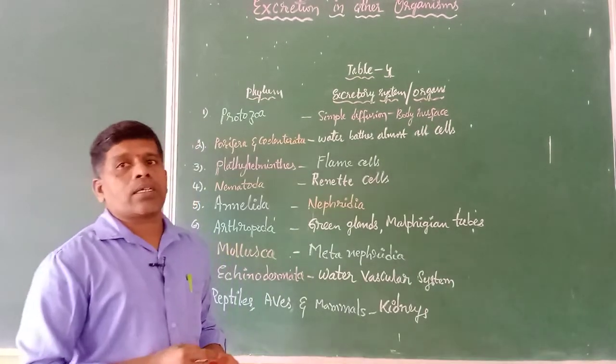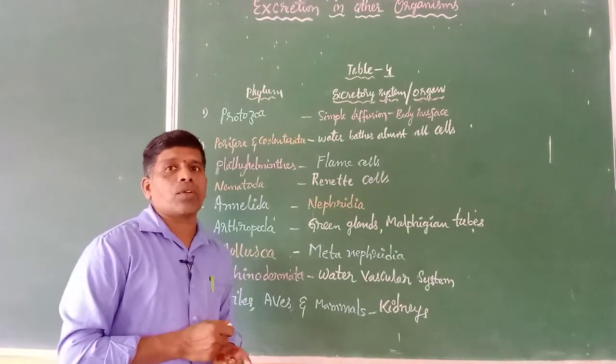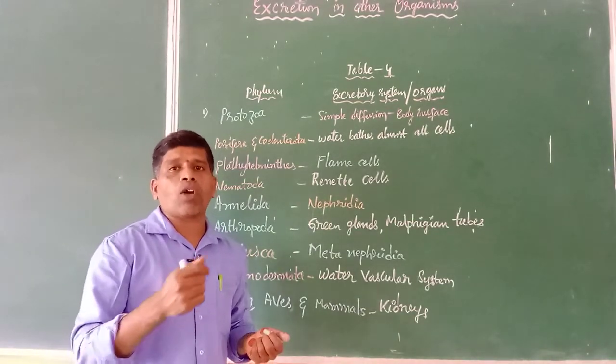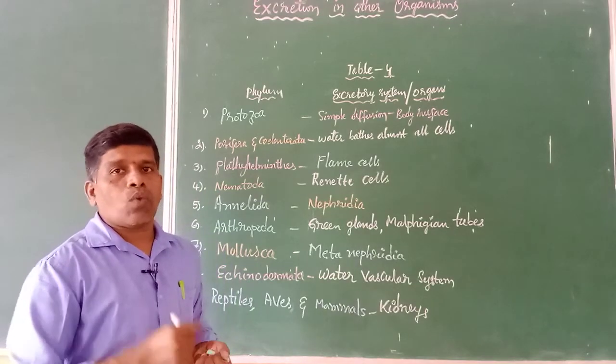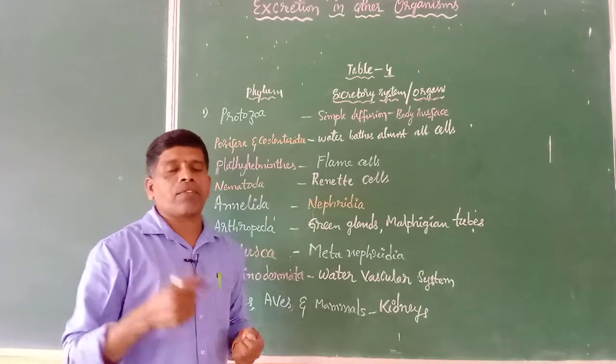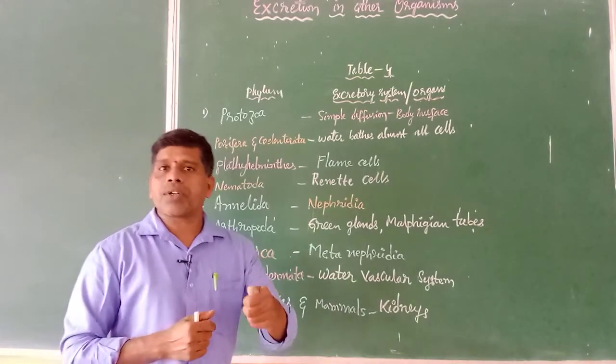So in the last class, that is yesterday's class, we have seen about the dialysis process. We have drawn the flow chart, that is, a block diagram of the dialysis machine, what type of principle is involved there, and how it functions. Apart from that, we have seen the accessory excretory organs.